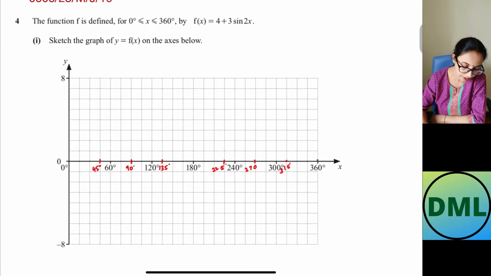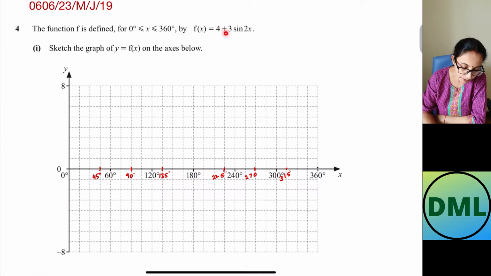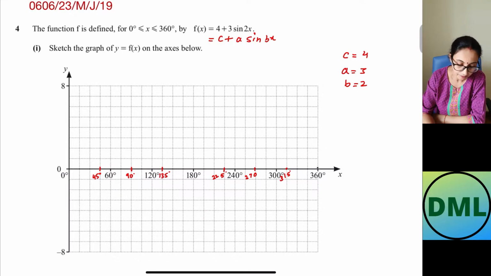We have the curve 4 plus 3 sine 2x. As we know, our original curve is given by c plus a sine bx. We have c value is 4, a value is 3 and b value is 2 here. What is c? We know that c is our axis. That means my c value, the axis, is at 4.